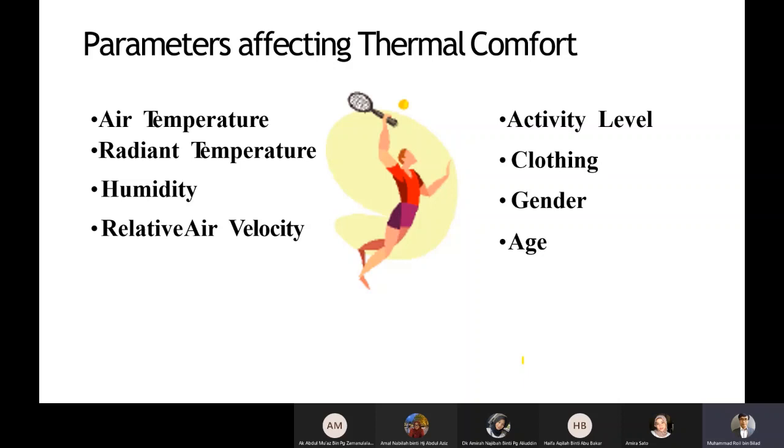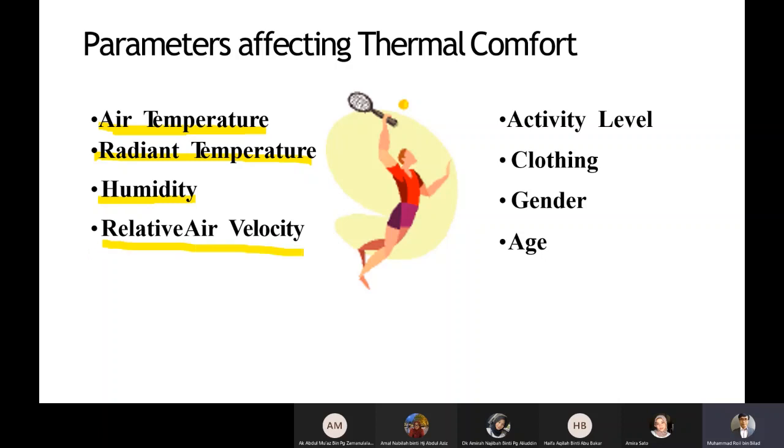Okay, these are the parameters that are believed to affect thermal comfort. The air temperature, and the radiant temperature. Air temperature is the temperature that we measure with a thermometer, the room temperature. Next, relative air velocity.